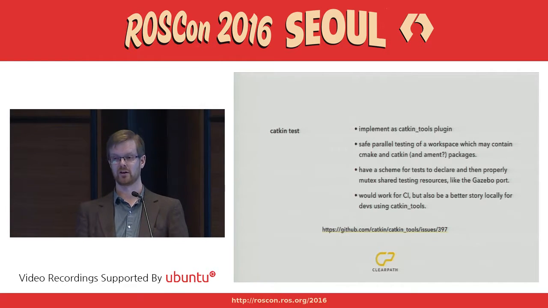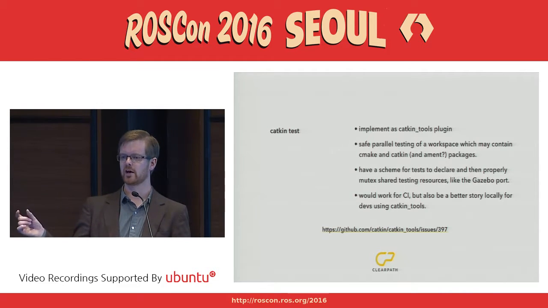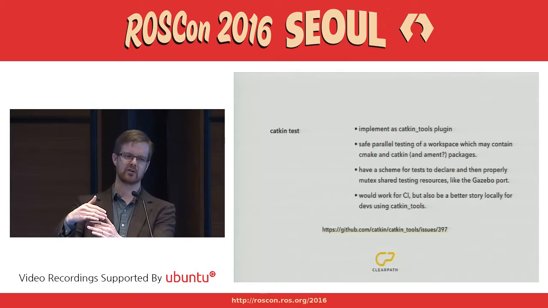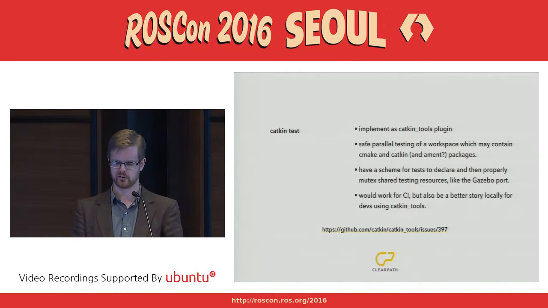I'd also like to see a better story for running tests under Catkin. One of the things that we do is run tests against the devel bundle. So that means that it kind of breaks that dependency problem where we can say, we install the devel SDK and then we have a kind of an up-to-date underlay that we're running our tests against.